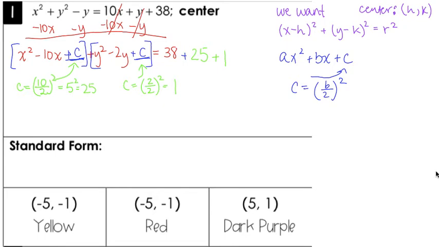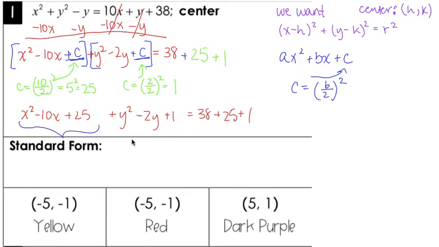So let's rewrite this all and simplify where we can so that it's a little easier to factor. So x squared minus 10x plus 25, and then I have y squared minus 2y plus 1, and that equals 38 plus 25 plus 1. So I'm going to simplify this part, and then this part. So x squared minus 10x plus 25.